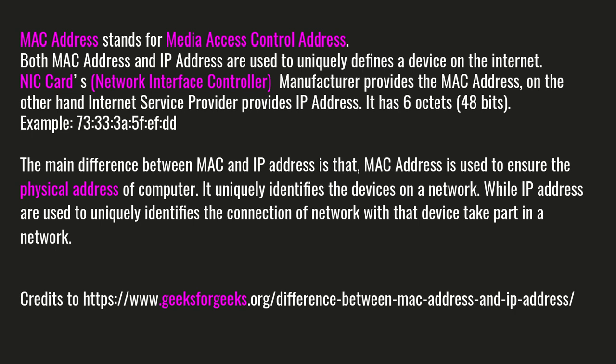From a memory point of view, when you compare with the IP address, the MAC address will have 6 octets, or in other words 48 bits. The example has been given here. In another comparison, the MAC address uses a colon as the delimiter, whereas the IP address uses the dot symbol.